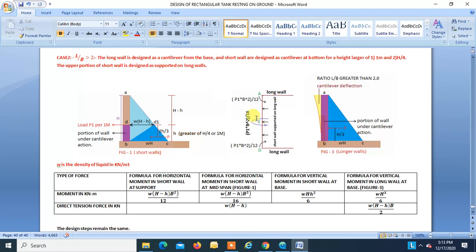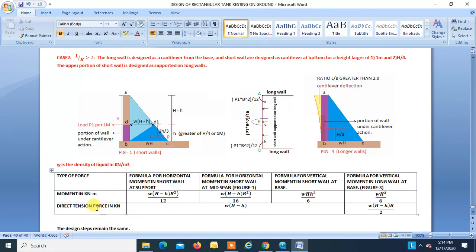Similarly at the center, there is hogging moment, negative at the support, and positive moment at midspan. This is taken as WL square by 16. Over here it is B, so W B square by 16, where W is W into (H minus h), into B square divided by 16. So this is the moment for which you have to design the wall for the sagging moment, or you can say the horizontal moment at the midspan.